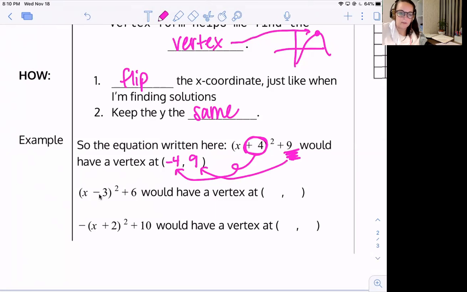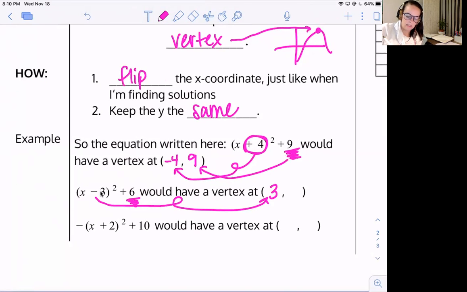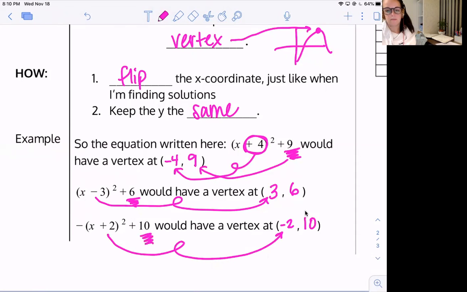Go ahead and think about these ones. I have negative 3. So it's going to flip into positive 3. And I have positive 6. So it's going to stay positive 6. So flip, same. So in this one, you can ignore that negative. Doesn't matter. Just means it's going to be upside down. So we have negative x plus 2. So flip this guy into negative 2. Keep positive 10 the same. Positive 10 like that. All right.